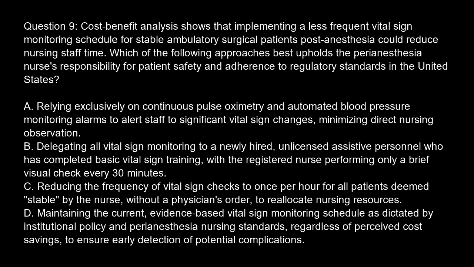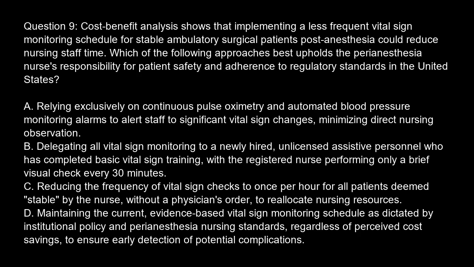Option A. Relying exclusively on continuous pulse oximetry and automated blood pressure monitoring alarms to alert staff to significant vital sign changes, minimizing direct nursing observation. Option B. Delegating all vital sign monitoring to a newly hired, unlicensed assistive personnel who has completed basic vital sign training, with the registered nurse performing only a brief visual check every 30 minutes.